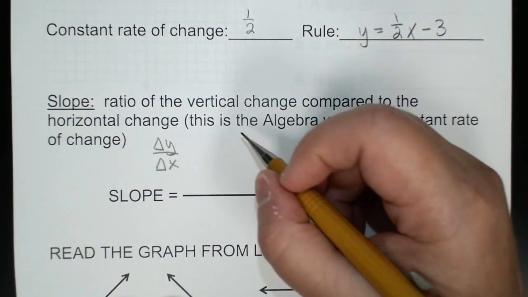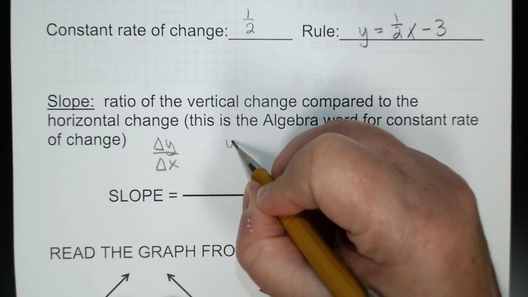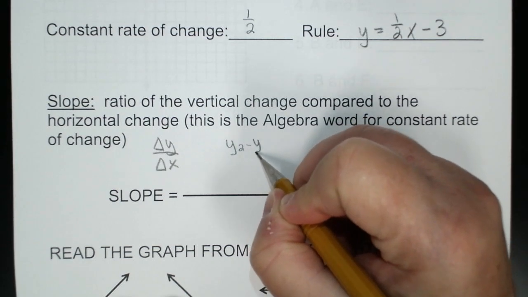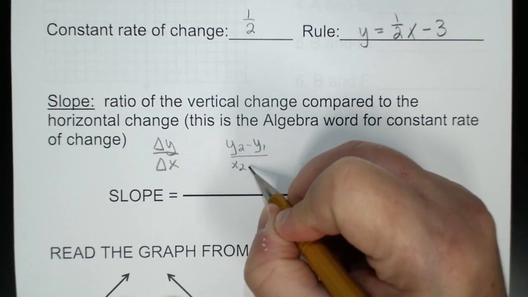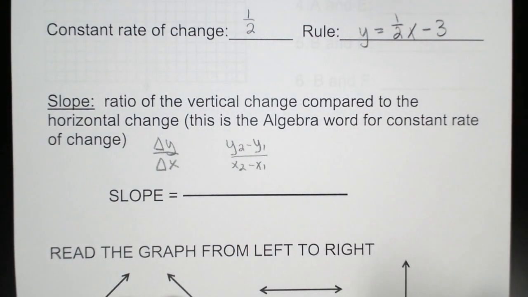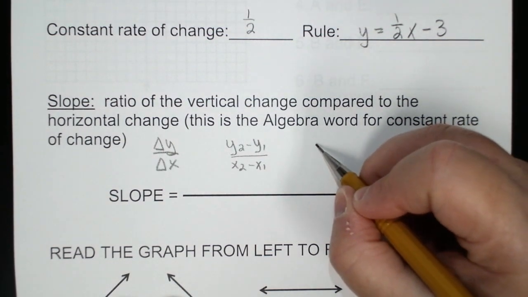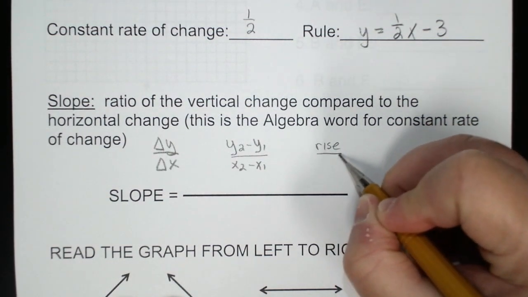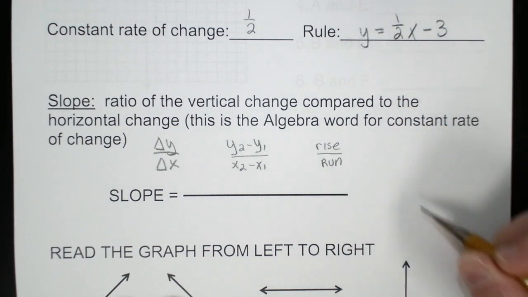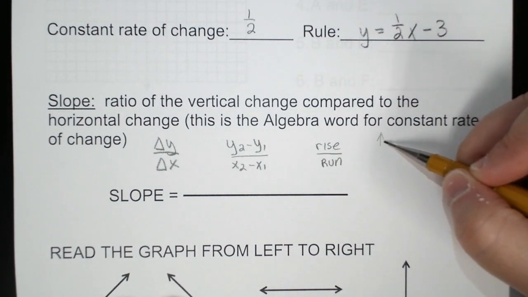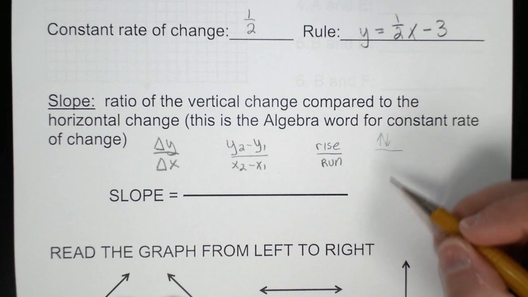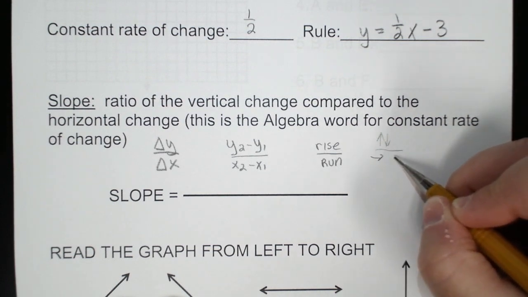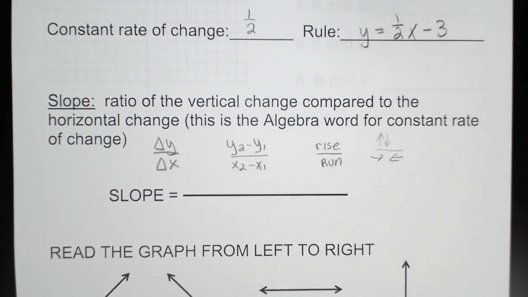There's also a formula that says y2 minus y1 over x2 minus x1. And you also are talking about the rise over the run. The rise is how far it goes up or down, and the run is how far it goes right or left.